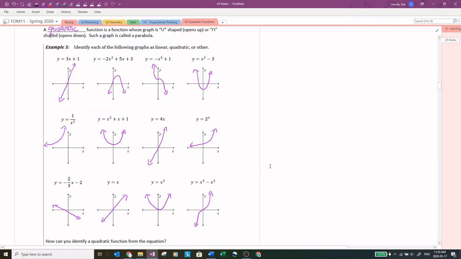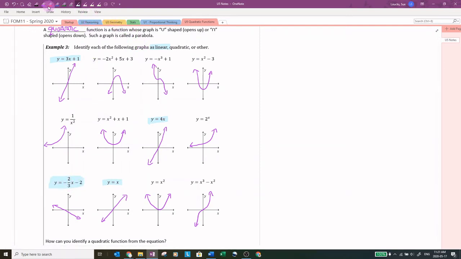Okay, now I think the easiest way to do this is with a highlighter. So I'm going to highlight in blue all of the equations that are linear. So that means they're straight lines. So this one's a straight line. This one is allegedly a straight line. There we go. Those are the straight lines.